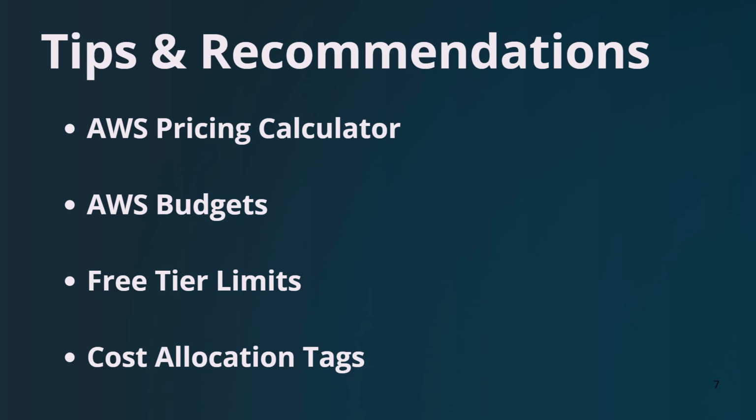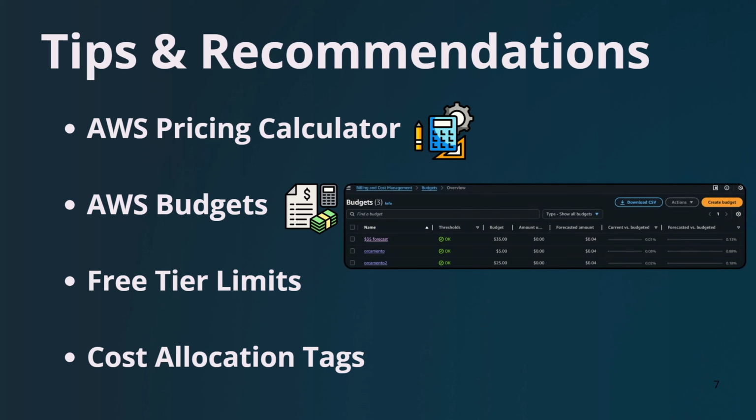You can use the AWS pricing calculator to do cost estimates before deploying any resources. This helps you plan ahead, avoid surprises, and choose the most cost-effective architecture from the beginning. You can find the pricing calculator's link in the description. You can use AWS budgets to track your spending and get alerts when your costs exceed a set amount. You can also enable forecast-based budgets to get notified in advance if your spending is projected to exceed your limit.